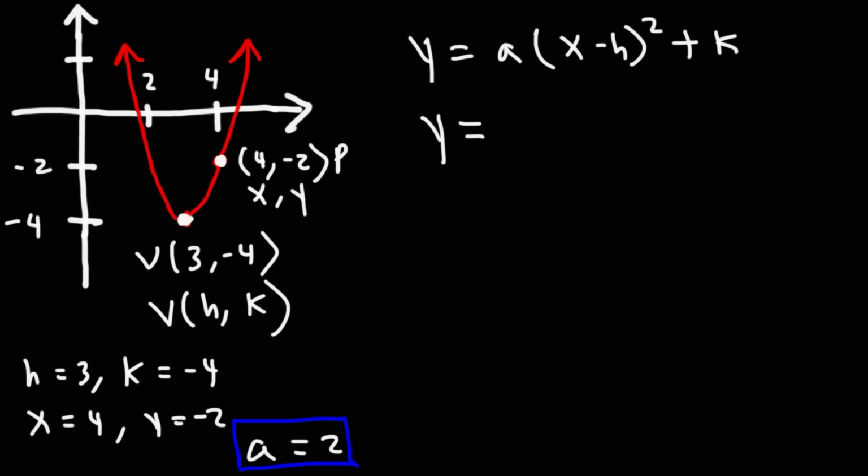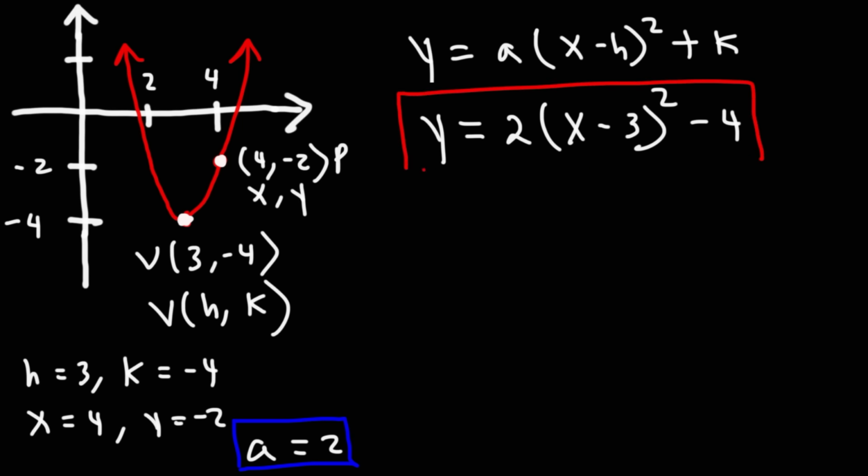So what we're going to do now is replace a with 2. We'll keep x and y the same. We're going to replace h with 3 and k with -4. So this is the equation of the quadratic function in vertex form. Now, if we want to convert it to standard form, we could do that.